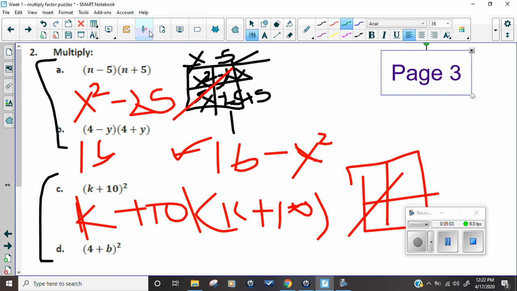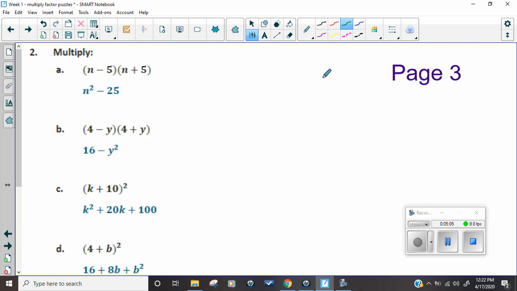The next page, sorry I didn't delete my chicken scratch from yesterday. That's not what I wanted to do.